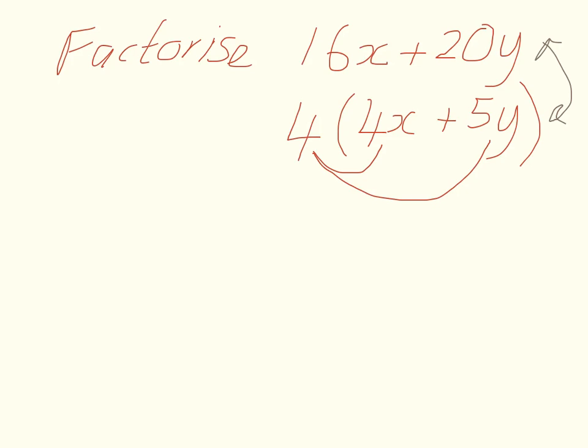Let's try another one. Let's say we've got 8y squared plus 16x. And so what do they have in common? They've got 2 in common, they've got 4 in common, but they've also got 8. So in this case, 8 is the highest common factor of 8 and 16. So I'm going to put down an 8.